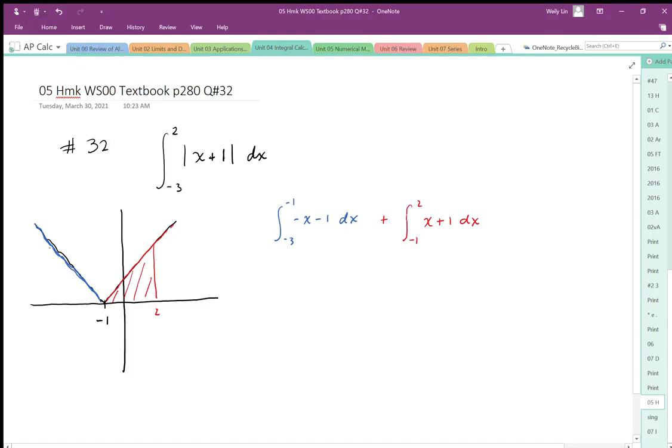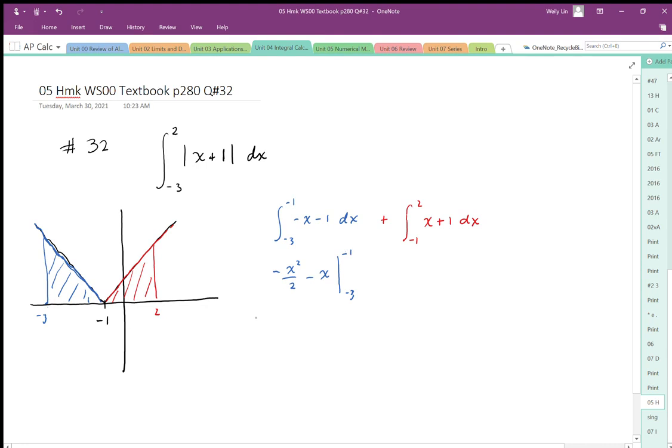Okay, so we have -3 here. So we want this area and the other area over here. So integrating this, we end up with -x squared over 2 minus x. And that's going to be integrated from -3 to -1.